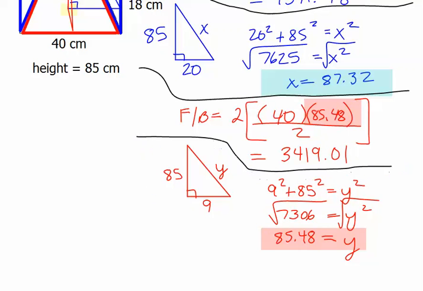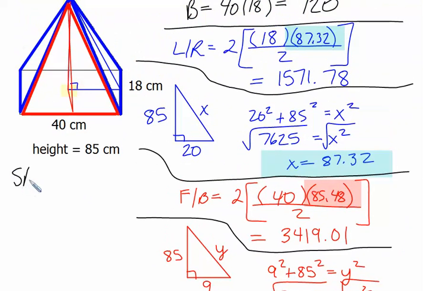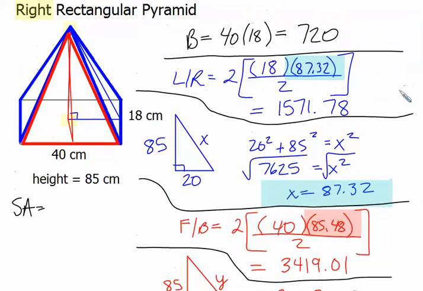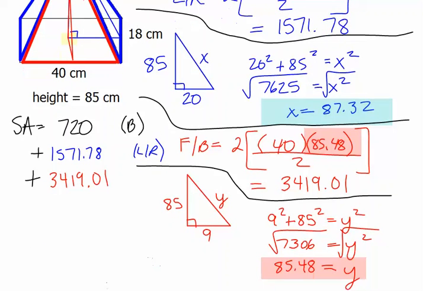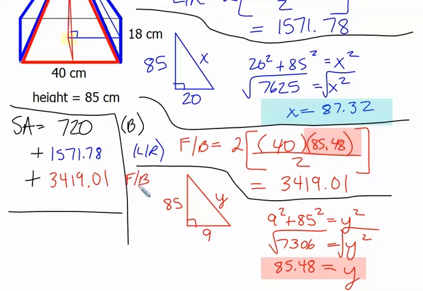So we have now found the three components to the surface area of the pyramid. For the overall surface area, we would need the base, which is 720, plus we need the left and right hand sides, which was 1571.78. Again, that was the left and the right hand sides. Plus we need the front and the back, 3419.01. When we add those three items together, keeping in mind that the 3419.01 was the front and the back, we will get the overall surface area of the pyramid.